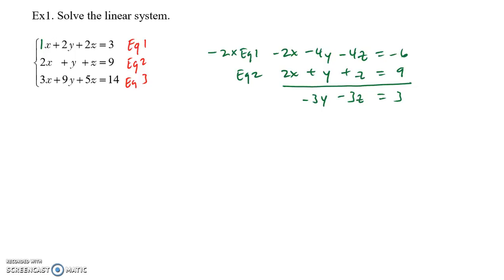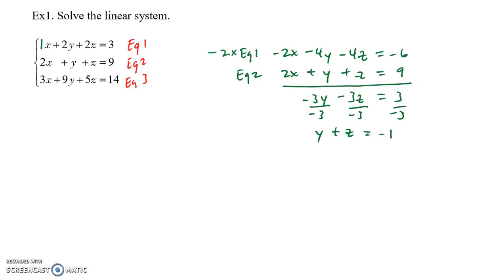So that gives me a linear equation in two variables, y and z. Now I can write this equation in a simpler form by dividing out a common factor of negative 3. So let me just go ahead and do that, and that'll keep things a little bit simpler for us. So that would give us y plus z equals negative 1. Now what I'm going to have to do is pair two different equations and repeat the process of eliminating x.